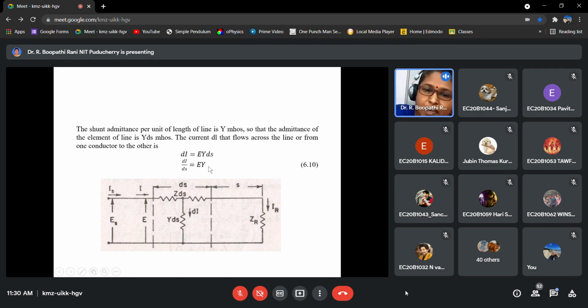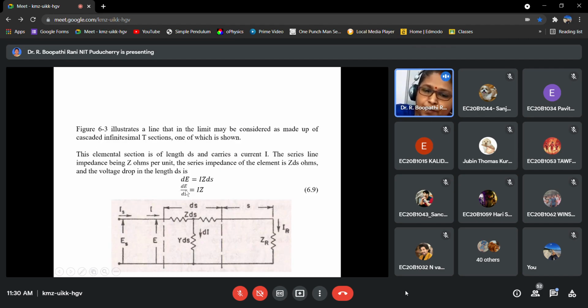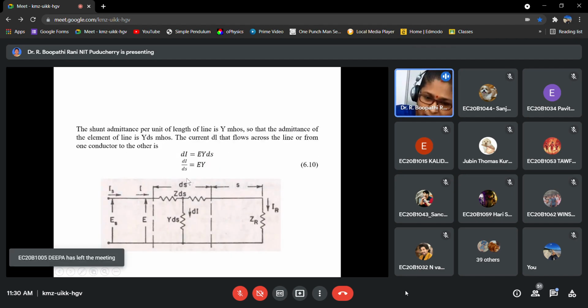Initially we wrote for DE. DE by DS we got as IZ, and now we are writing for current, DI by DS we got as EY.